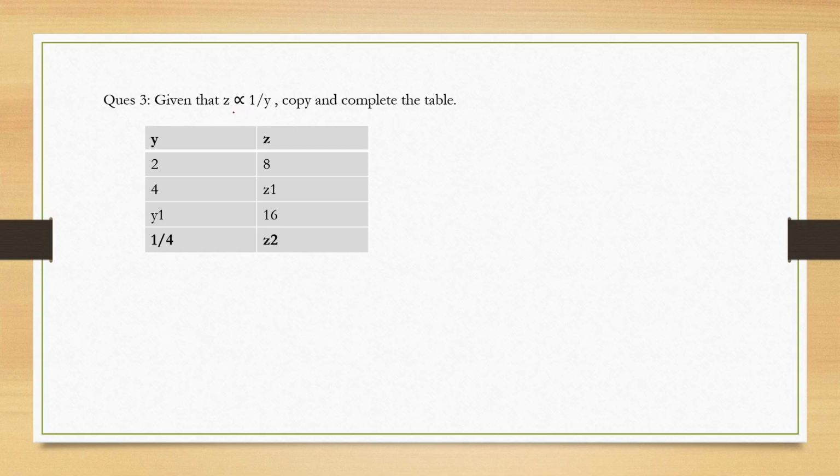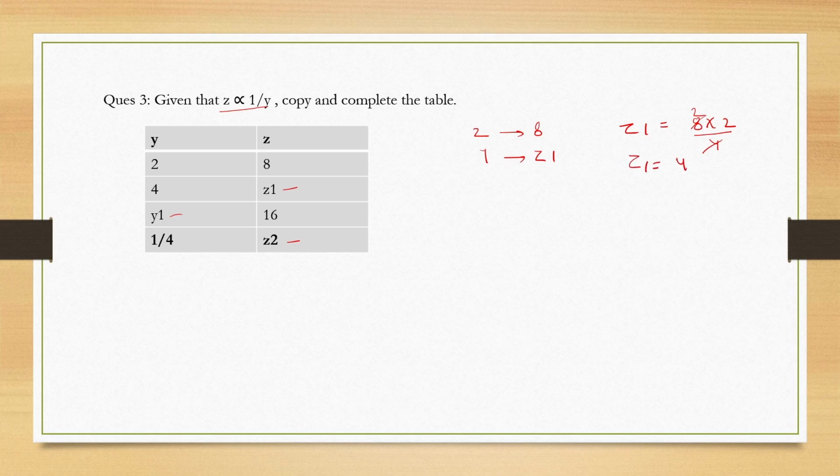Question 3, as I told you, it's the inverse proportion. Copy and complete the table. So we have to find out the values for Z1, Y1 and Z2. So in inverse proportion, we do the direct multiplication, like we do multiplication this way. So Z1 value will be 8 into 2 upon 4. In this way we find out the value for Z1, which is equal to 4.